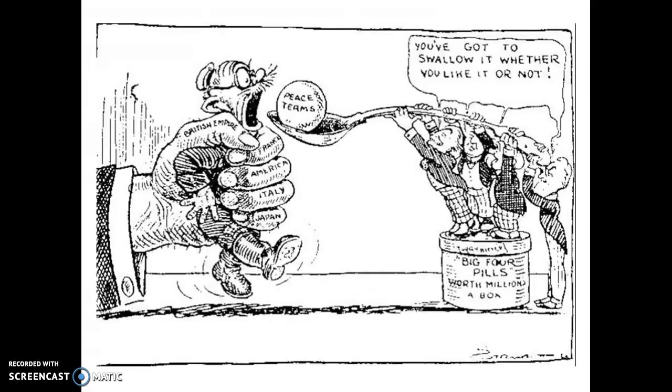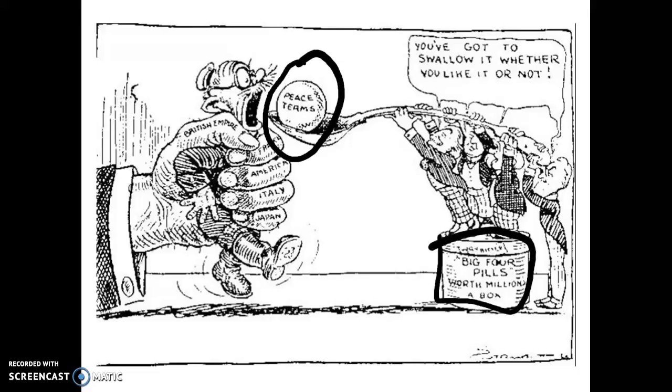This is a political cartoon that shows the big four. Again, the big four are France, Britain, Italy, and the US. They came up with the Peace Treaty of Versailles. And these are the peace terms. This individual was supposed to represent Germany, and they are shoving the Treaty of Versailles down the throat of the Germans. The Germans did not agree to these terms, but they were forced to accept them. Otherwise, Germany would cease to exist. And this is why the German people resented the Treaty of Versailles.